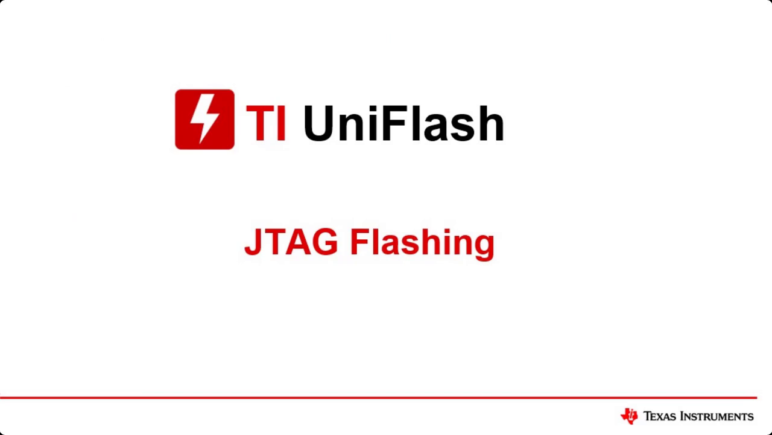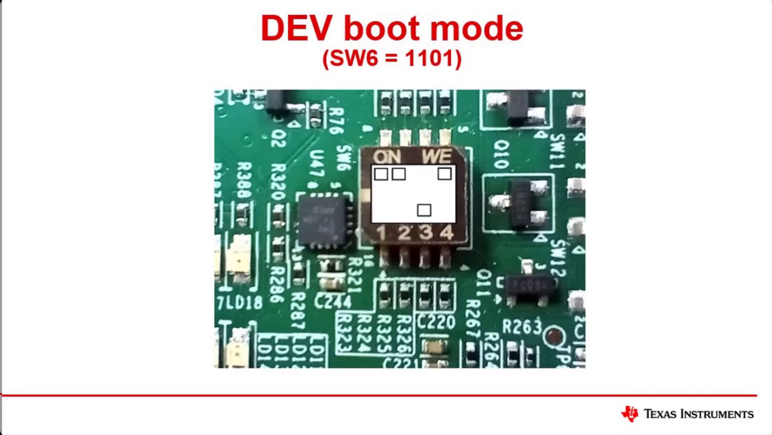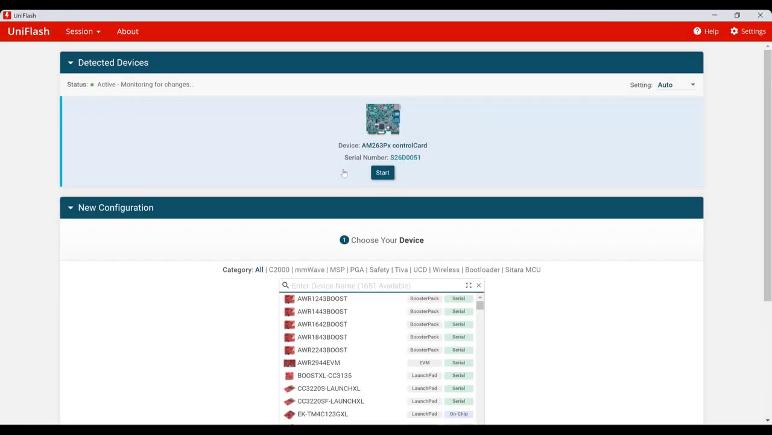To get started with the JTAG flashing, take your AM263PX and set it in dev boot mode. After you have set your device in dev boot mode, power cycle your device. Launch a new Uniflash session. In the settings drop-down, you will get an option to choose between auto and manual.